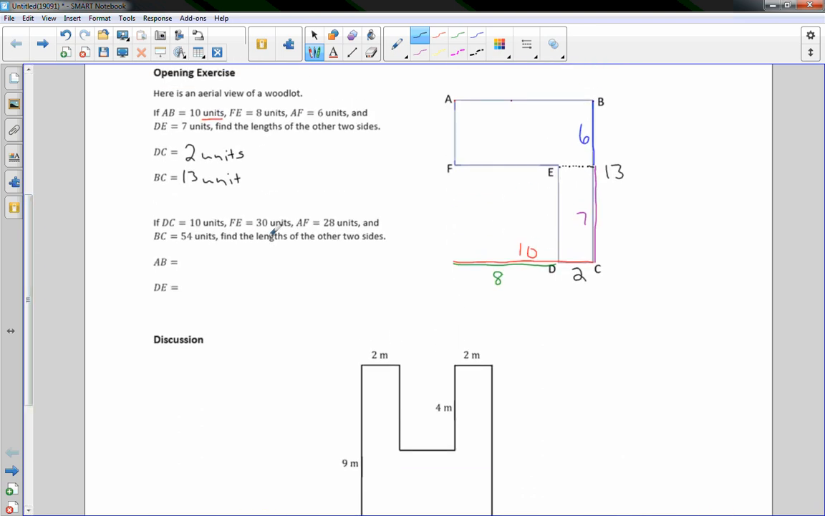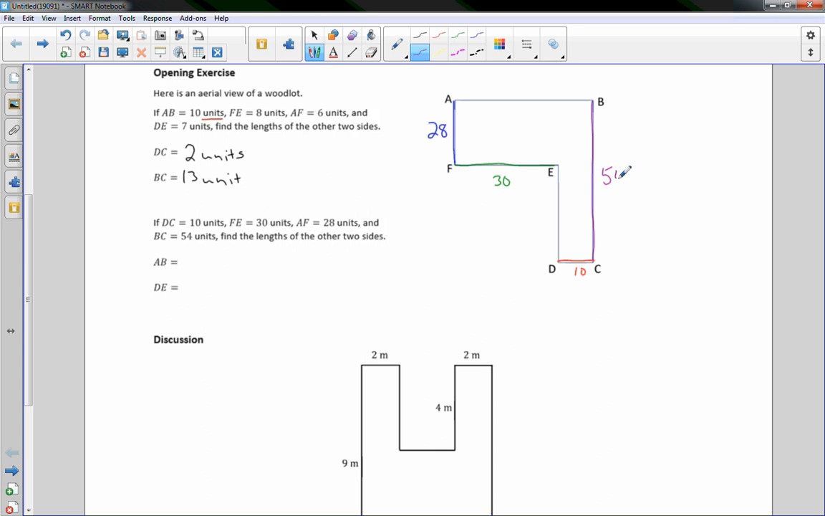Now it says if DC equals 10, okay, so now they want us to change the values and do it again. So I'm going to erase everything. Okay, now they're saying DC equals 10. So this is 10. FE equals 30. AF equals 28. And BC equals 54. So now they're giving us different pieces.